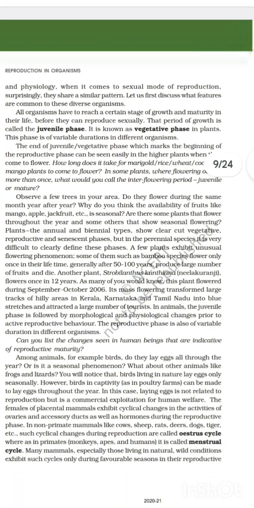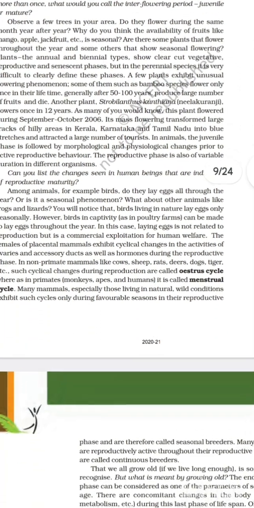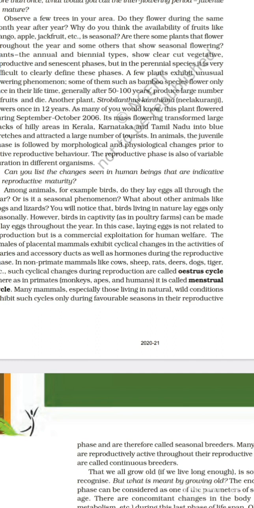So all organisms have to reach a certain age of growth and maturity in their life before they can reproduce sexually. That period of growth is known as the juvenile phase, or vegetative phase in the case of plants. In the case of animals, for example birds, do they lay eggs all through the year or is it a seasonal phenomenon? What about other animals like frogs and lizards? You will notice that birds living in nature lay eggs only seasonally. However, birds in captivity or poultry farms can be made to lay eggs throughout the year. In this case, laying eggs is not related to reproduction, but is a commercial exploitation for human welfare.